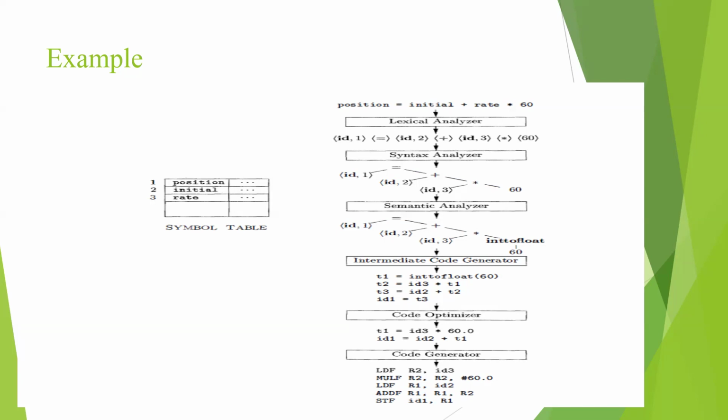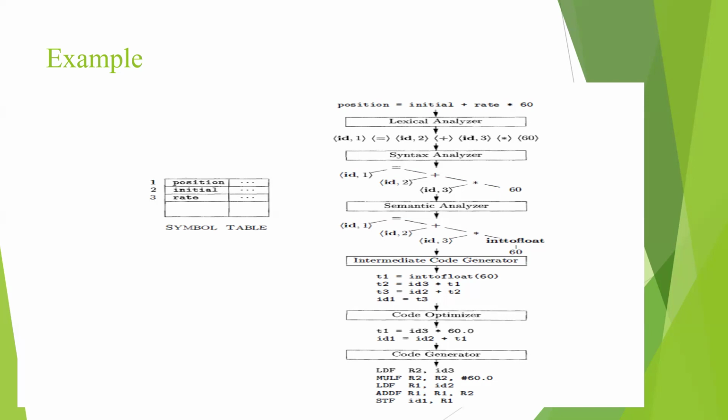Then the next phase is code optimization. Here, the machine independent code optimization phase attempts to improve the intermediate code so that a better target code will result. A simple intermediate code generation algorithm followed by code optimization is a reasonable way to generate good target code. As shown in the figure, with the intermediate code generator we require 3 temporary variables, that is T1, T2 and T3. With optimization, we reduce some code. With the help of one temporary variable, T1, we can optimize the above code.